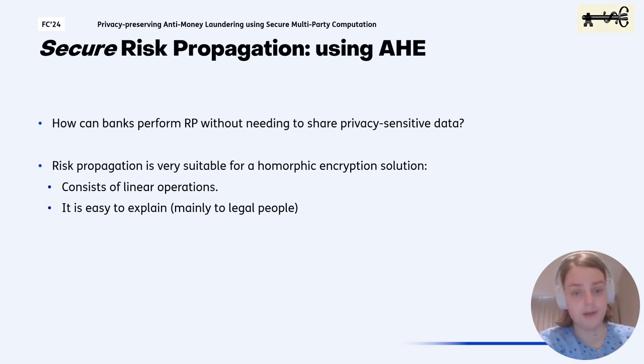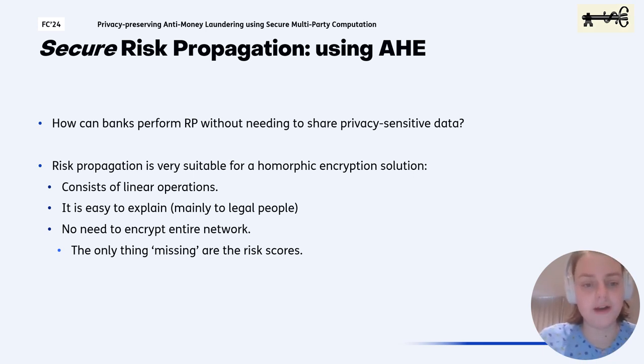For example, at the moment we are setting up a pilot, so it's good to mention that we are in an early research phase on researching this together with Dutch banks, but we are setting up a pilot, and for this we need to explain to legal people from the banks what is actually happening, and then it really helps that you have this simple to explain algorithm and not something where you say, we have a super complicated algorithm and this is the result. And then the third point, as you already saw in the previous slide, the only thing missing to calculate updated risk scores are actually the incoming risk scores. So there's no need to encrypt the entire network, only the risk scores of the incoming accounts.